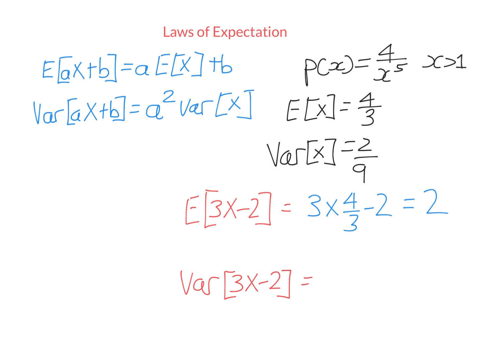See, this law here makes sense. It's very commonsensical. The expected value is just the mean. So think about like our class mean for a test. If I took 2 off everybody's score, the mean would decrease by 2. If I tripled everybody's score, then the mean would also triple.